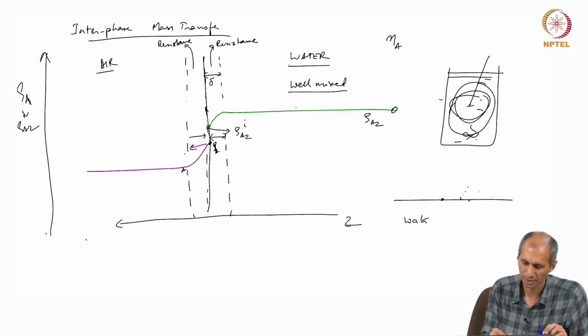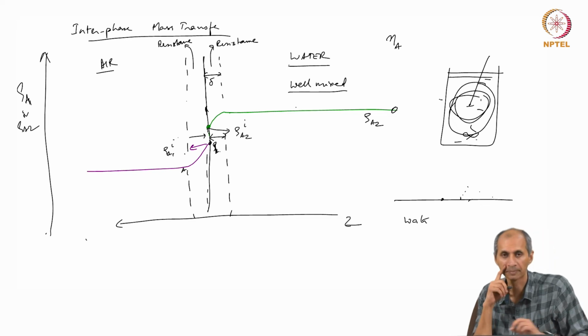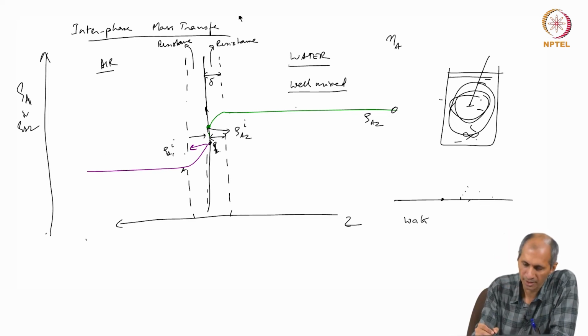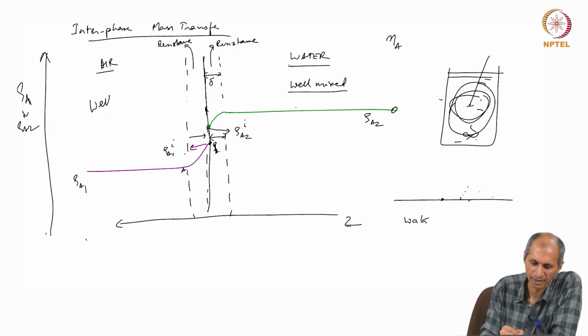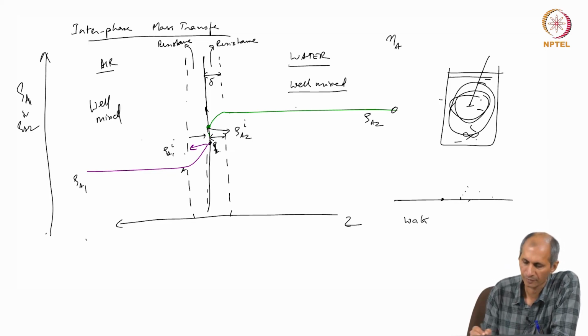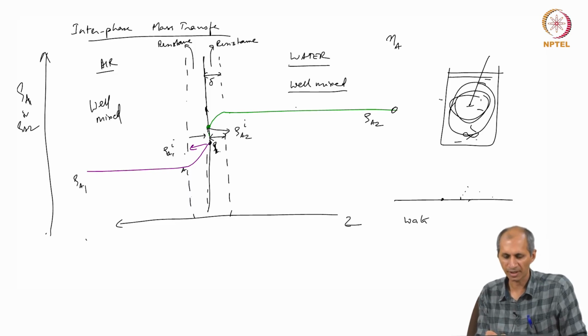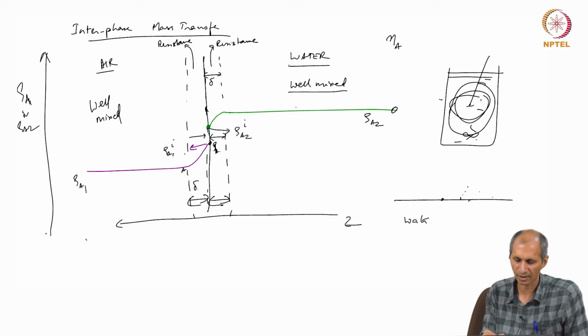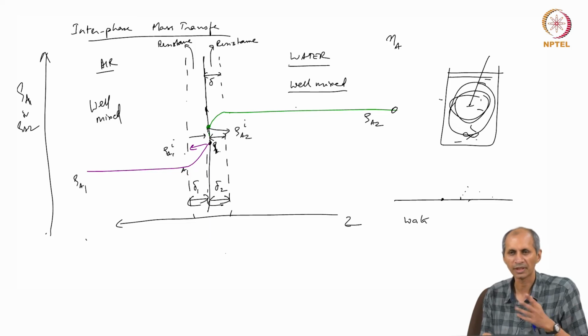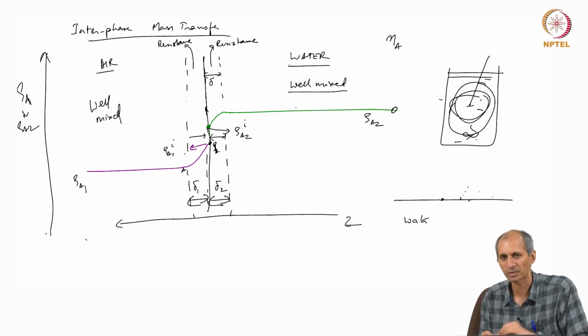And so this number is 21I, and this number here is A1. So we are assuming that this is all well mixed, and this is all well mixed. Now this thickness and this thickness, let us call it delta 1 and delta 2, need not be the same, will not be the same usually depending on what is there.